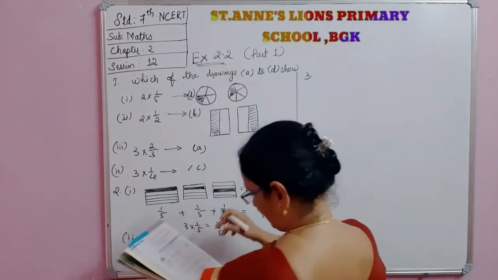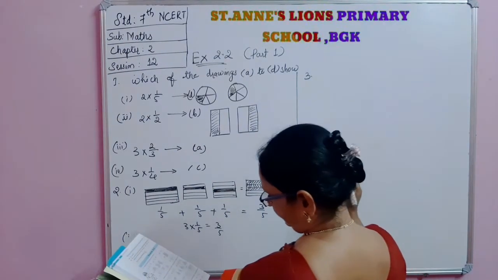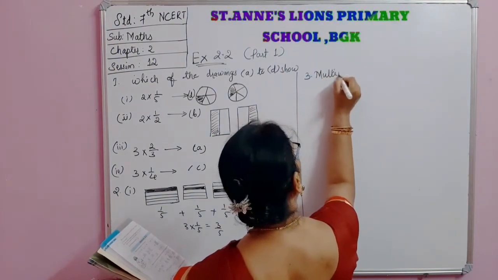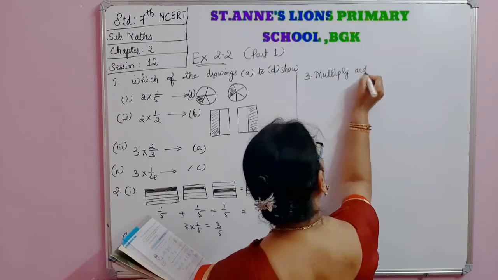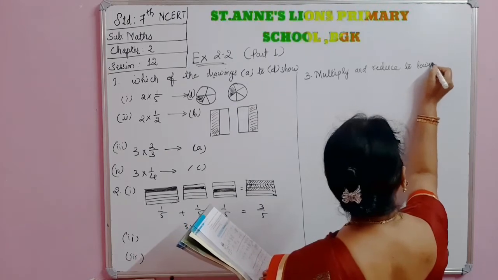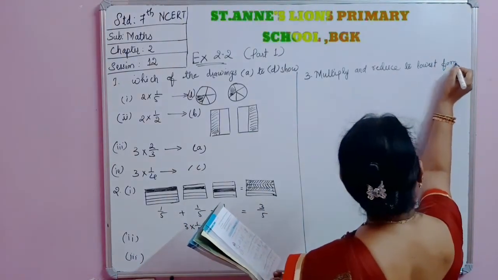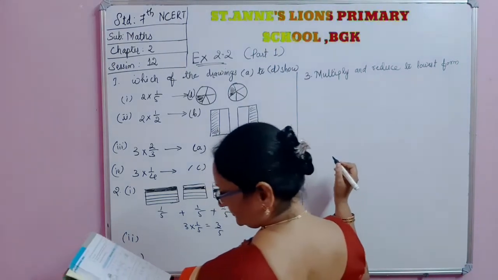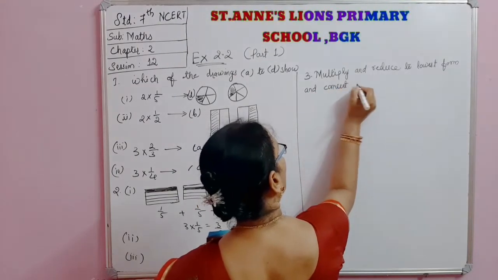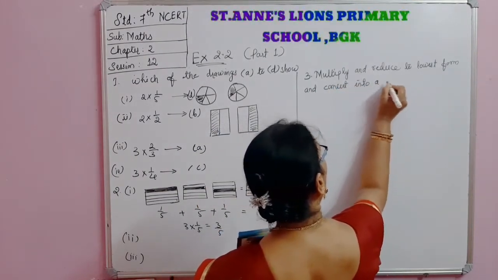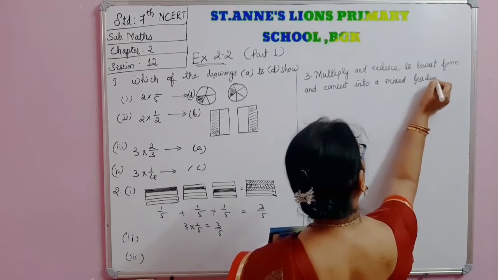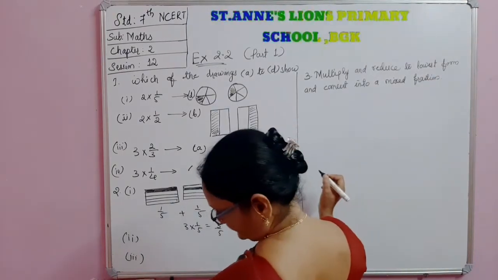Third main is multiply and reduce to lowest form and convert into mixed fraction. Multiply and reduce to lowest form and convert into a mixed fraction. Okay. First one.